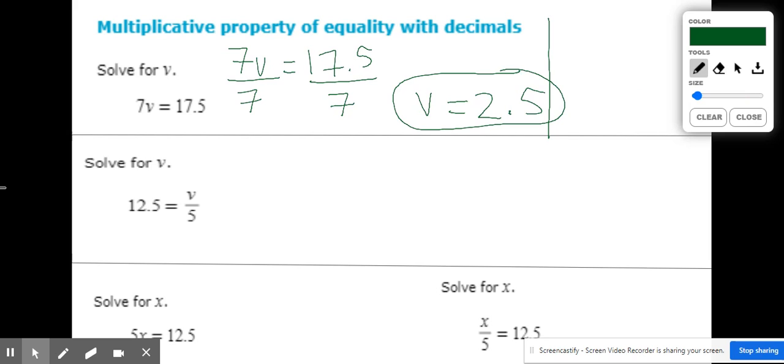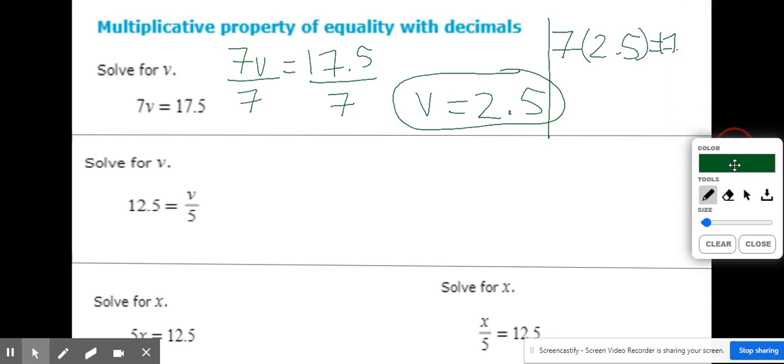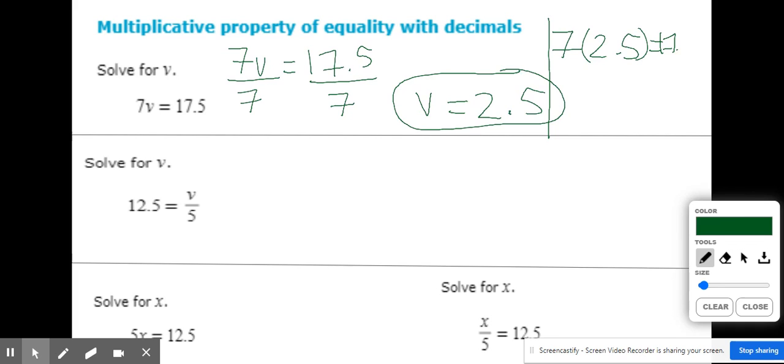All right, so I'm checking: is 7 times 2.5 equal to 17.5? That's what we're checking. Oh, let me just move this out of the way. 0.5. Okay.